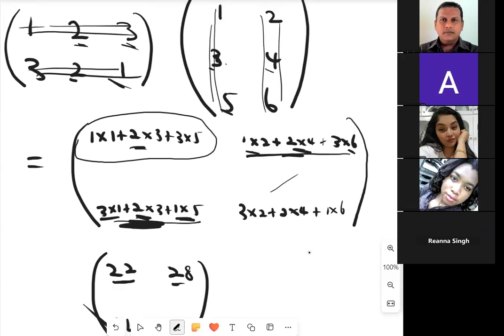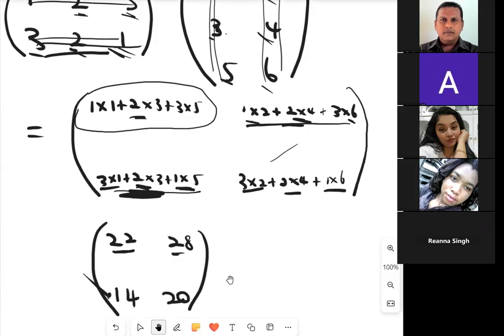And then finally, you do this row by this last column. So this 3 by this 2, that's what you see here. This 2 by that 4, that's what you see here. This 1 by the 6, that's what you see here. And when we do the arithmetic, we end up with 20.